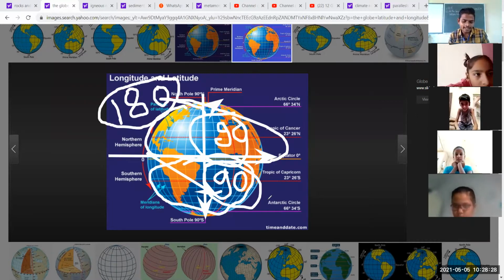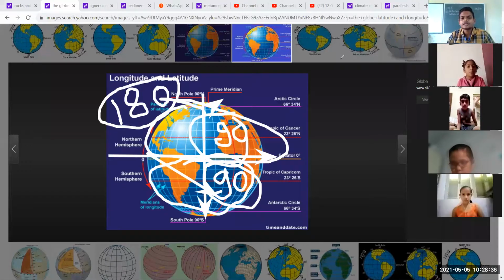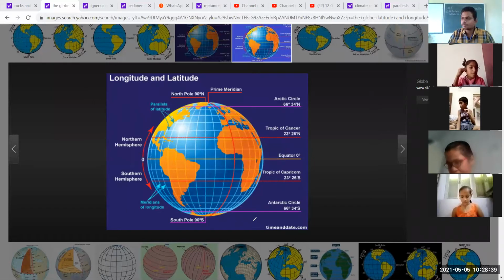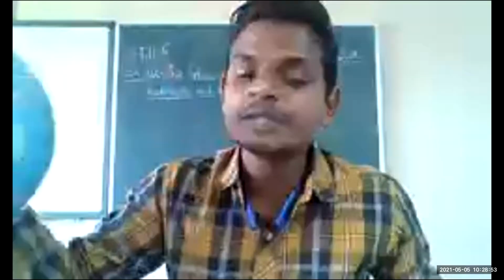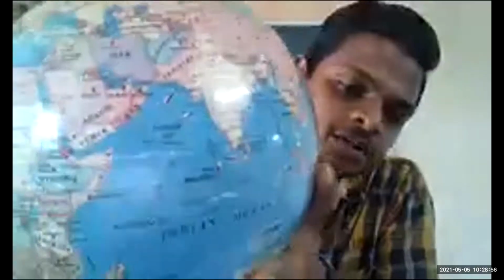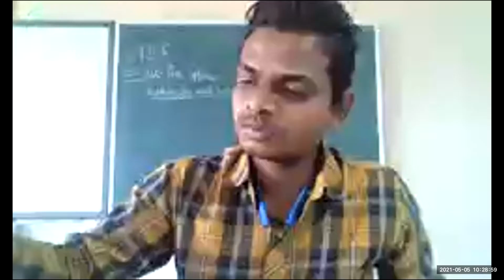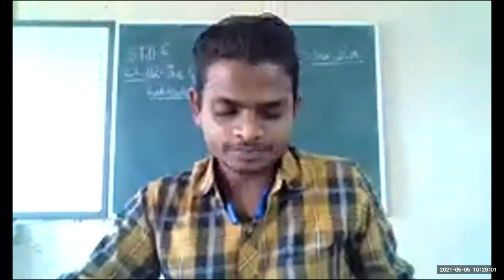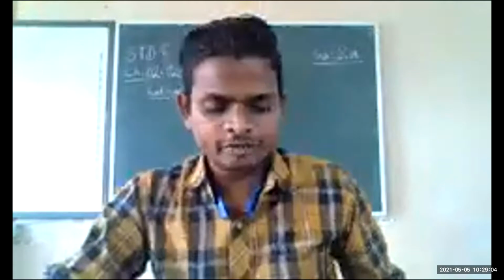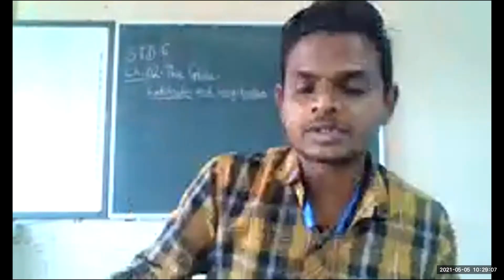These imaginary lines are used as reference points to locate a place on a globe. How does this help us, dear students? I am going to show you. With the help of these parallels, the latitudes, we can easily locate the cities, the countries, the continents of the world. Cities and towns that are nearer to the equator are said to be in the low latitudes.